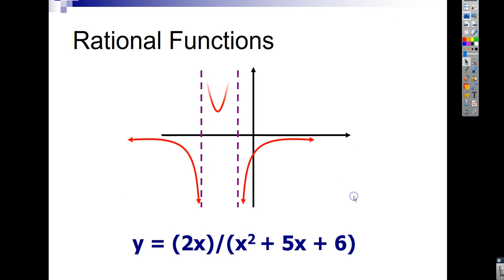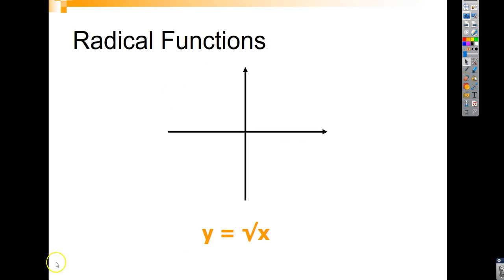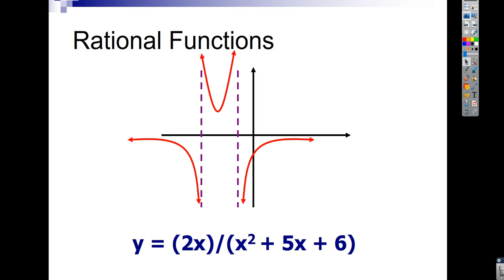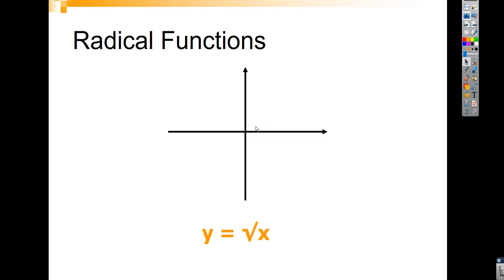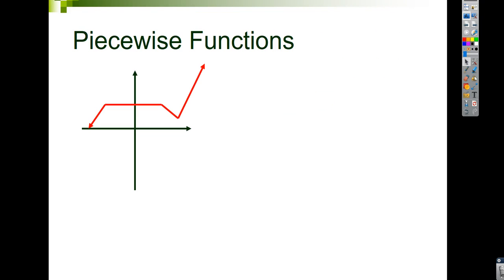Here's another rational function that has three parts to it. Notice the quadratic here. Radical functions look like this. And then you have piecewise functions, which this represents a piecewise function. You have a part that has a positive slope, a part that is horizontal, which is a zero slope, a negative slope, and then another positive slope.